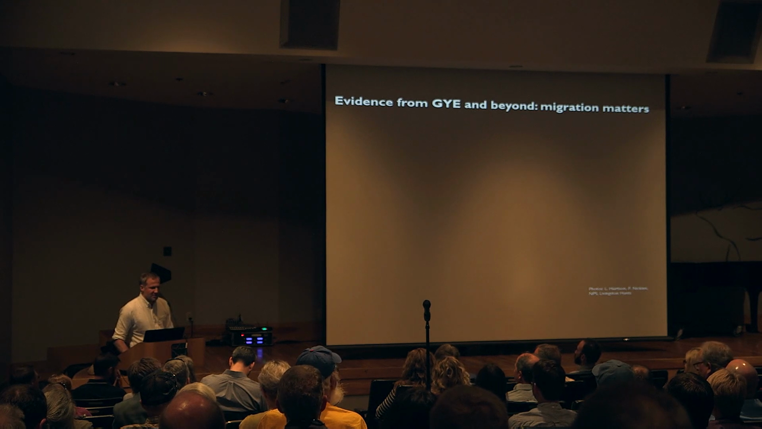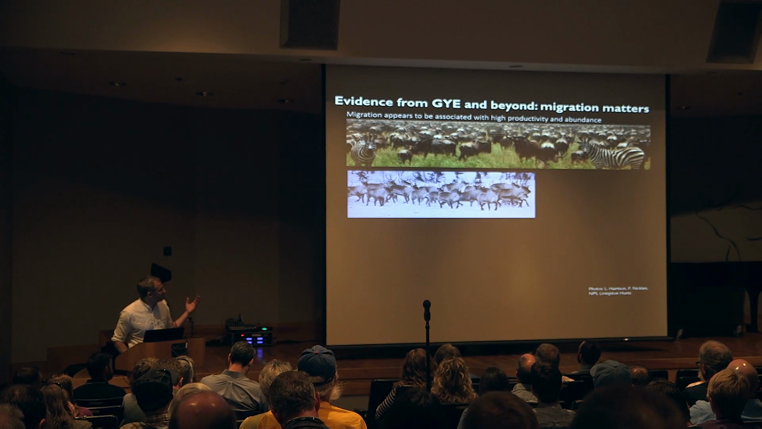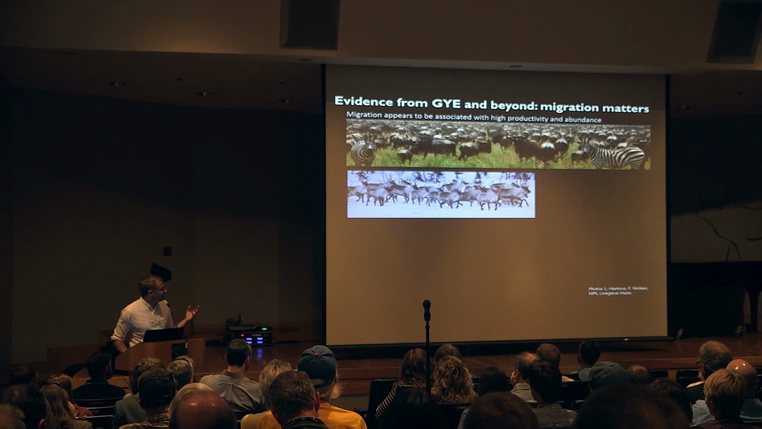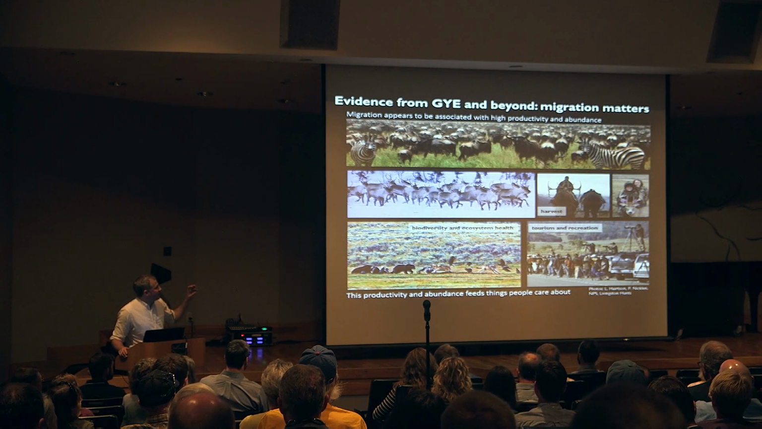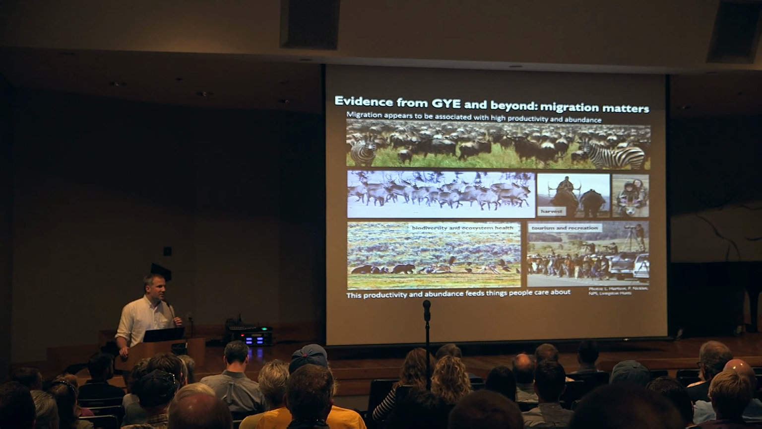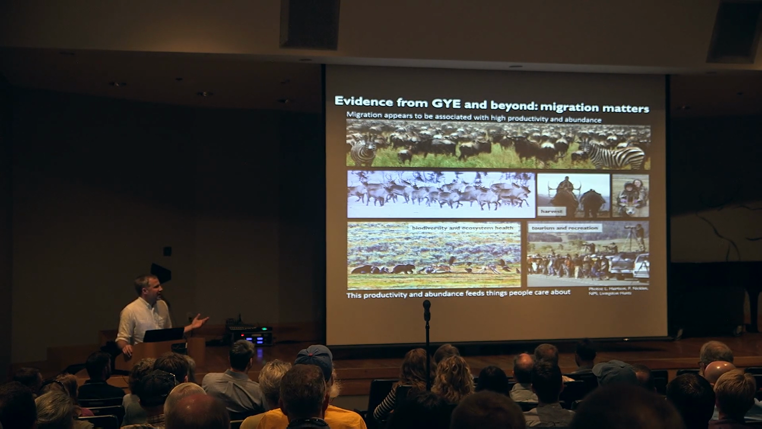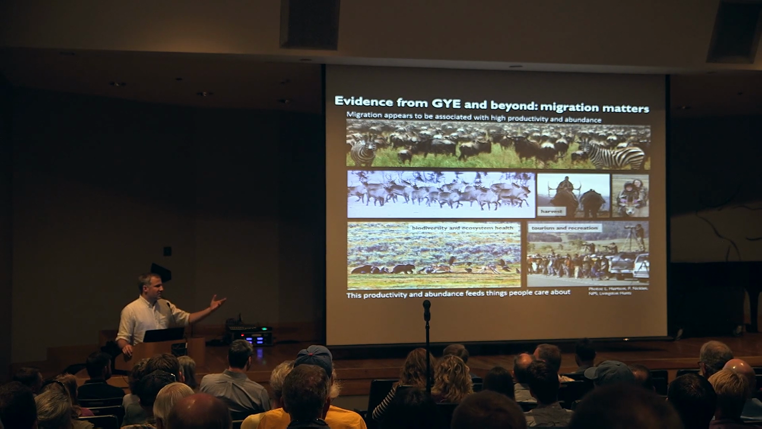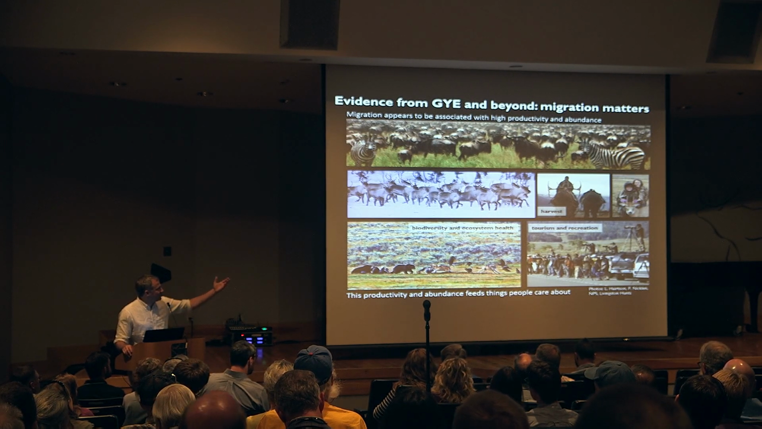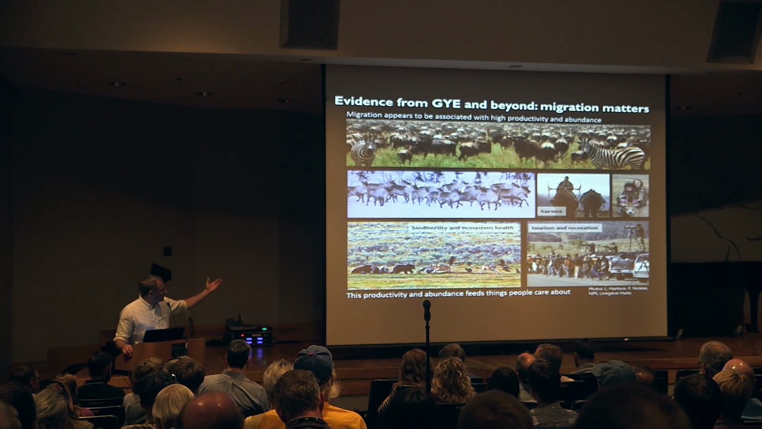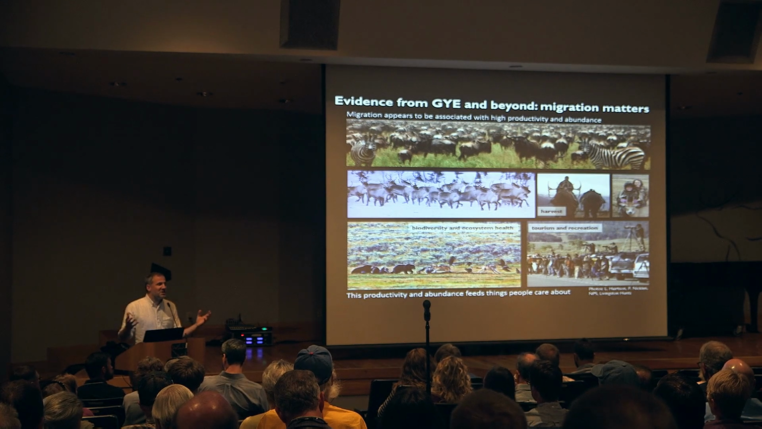I just want to offer some general thoughts. Evidence from the GYE and beyond: migration matters. It matters a lot. It might be a significant reason why we get the abundance of ungulates we do. In many landscapes, including this one, there's really good evidence for that. And in turn, while the economic impacts and ecosystem services associated with migration have not been well studied, it's fairly reasonable to assume that that abundance tied to these animals' use of multiple habitats through the year is part of what allows the surplus and abundance and productivity that sustains harvest, large carnivore and scavenger communities, tourism and recreation in places like the national parks, all at the same time.